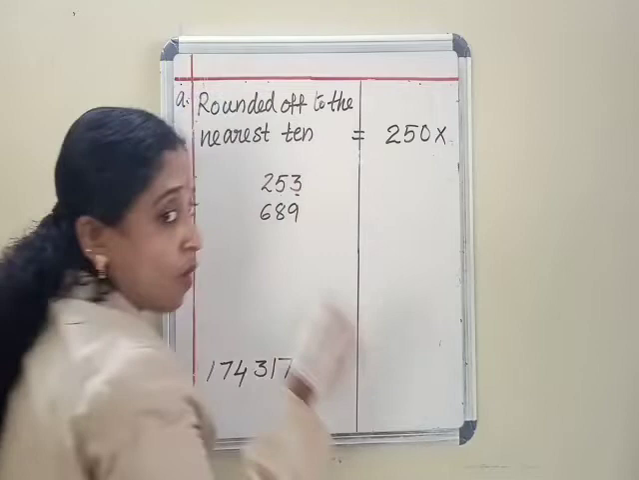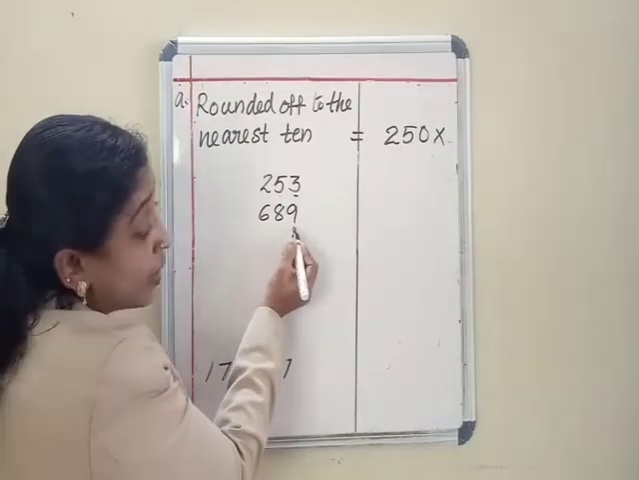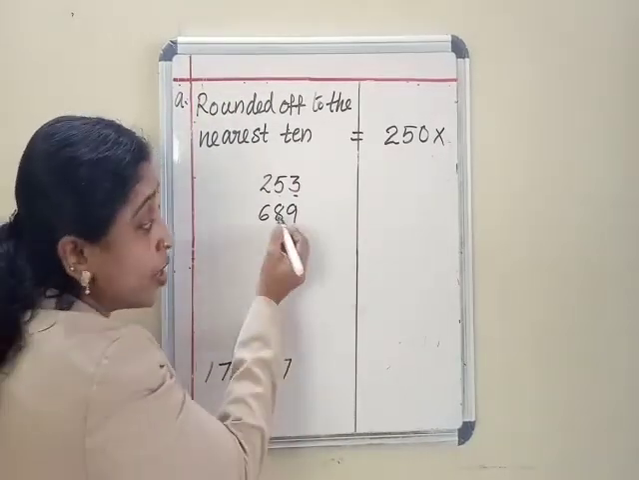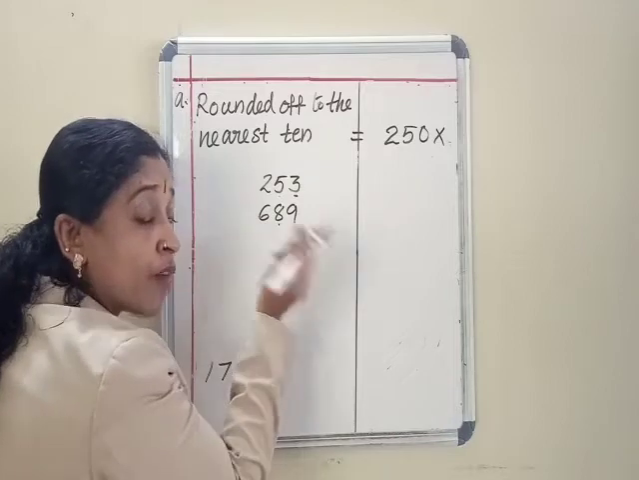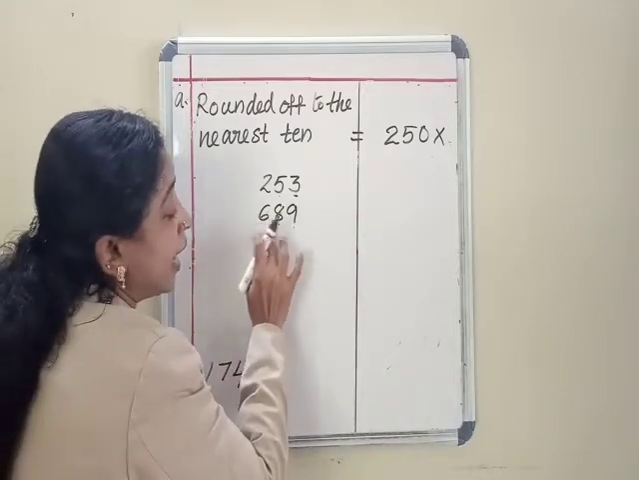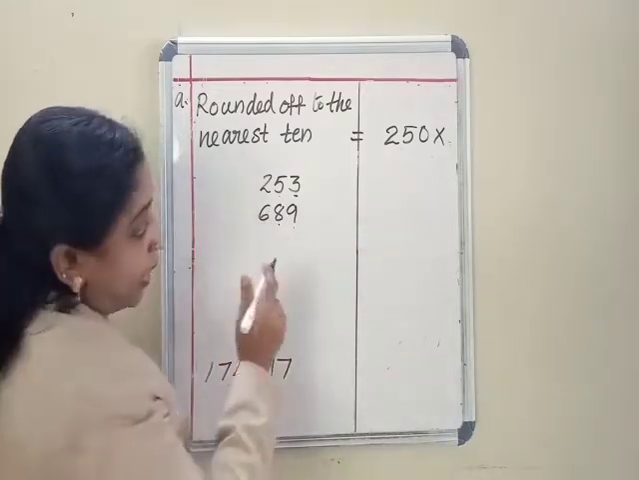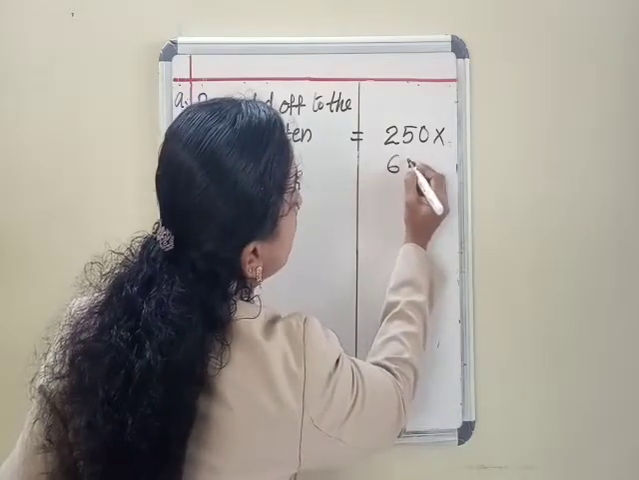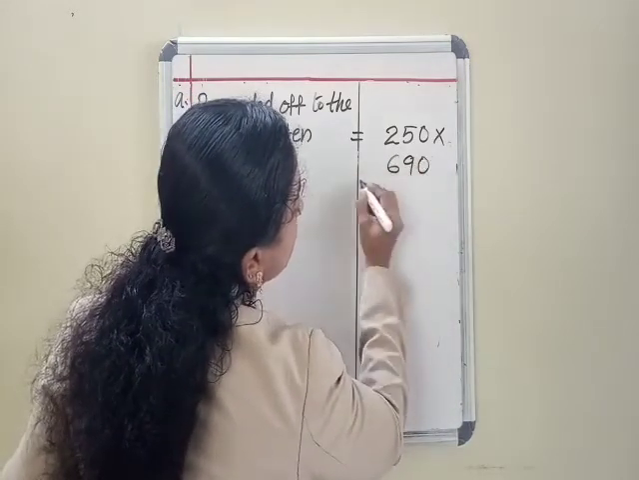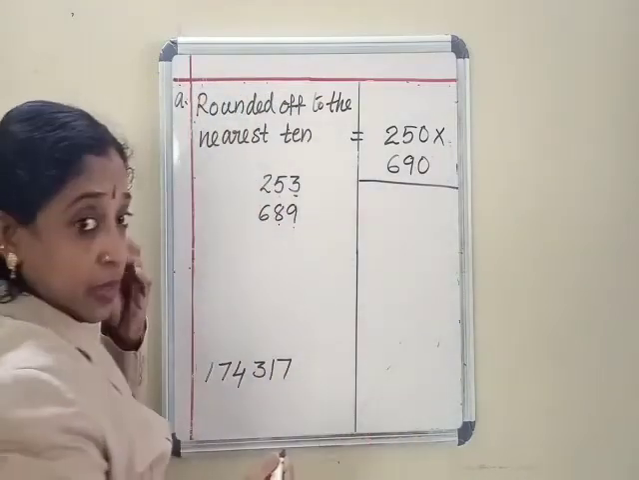250 into what? Next, look. Here the ones place number is more than 5. So we can add one more 10. Then 8 tens becomes 9 tens. Then 690. Now we can multiply.